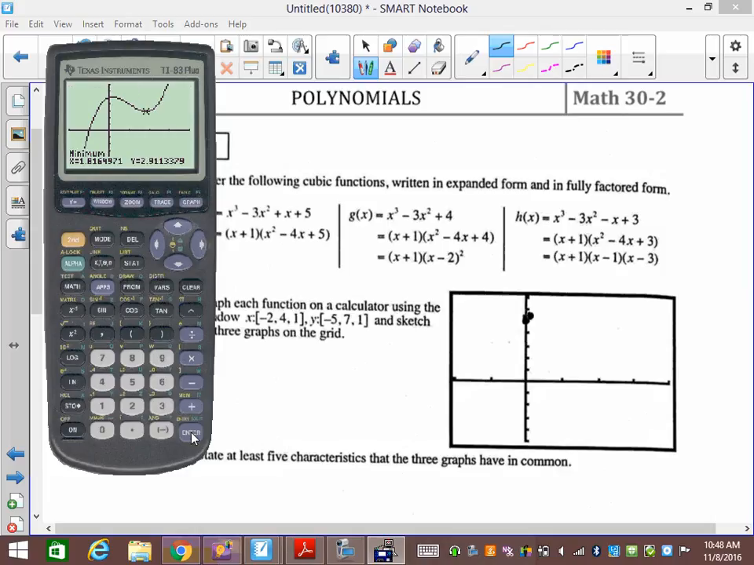So it's at 1.8 and 2.9. Kind of around there. What else would help me draw this? I have a y-intercept, I have my max, I have my min, my x-intercept. Do you remember how to find your x-intercepts?